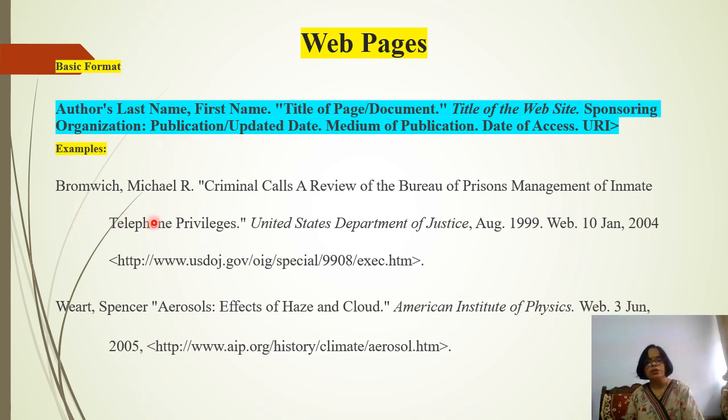So Rombic, Michael R. Then the title of the page or document. The title of the document is Criminal Calls: A Review of the Bureau of Prisons Management of Inmate Telephone Privileges. Then the sponsoring organization is United States Department of Justice. Then it was updated in August 1999. Then medium of publication is web. Date of access is 10 January 2004, and then URL.